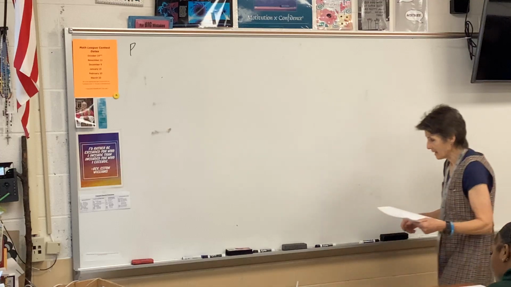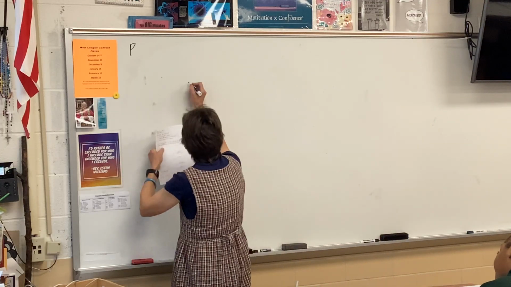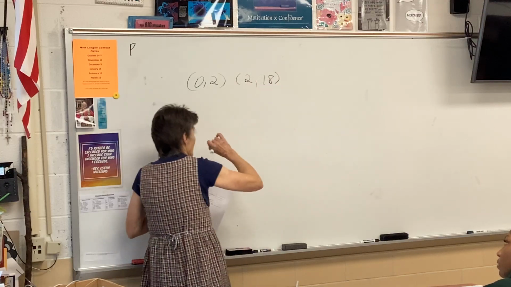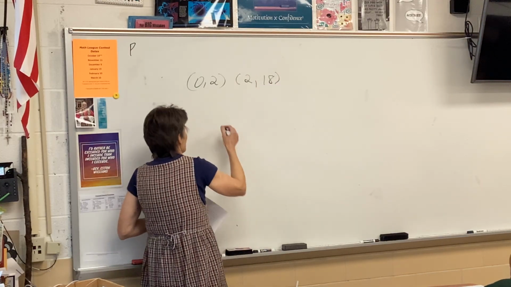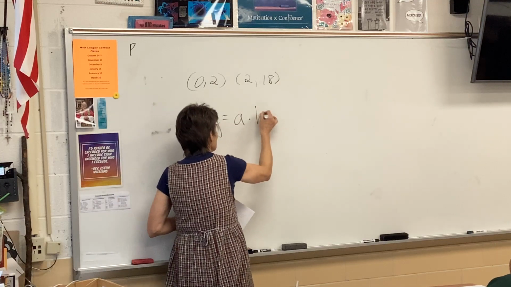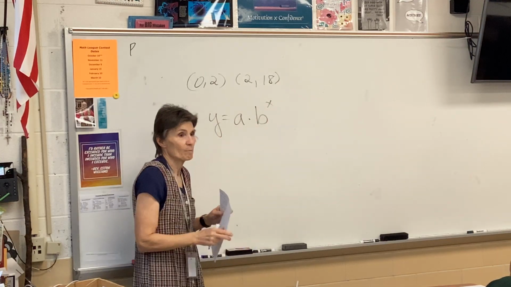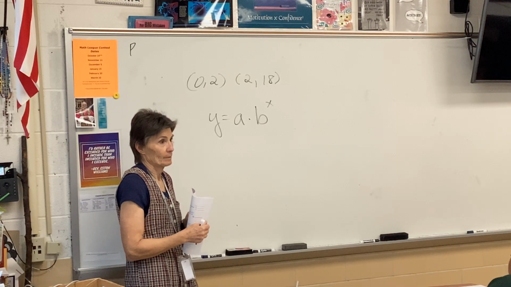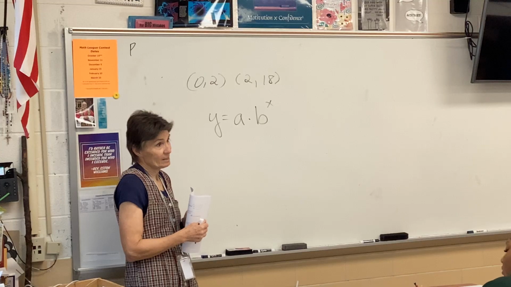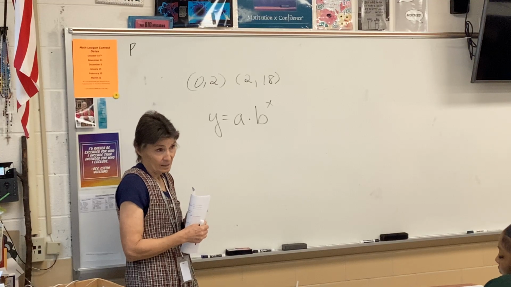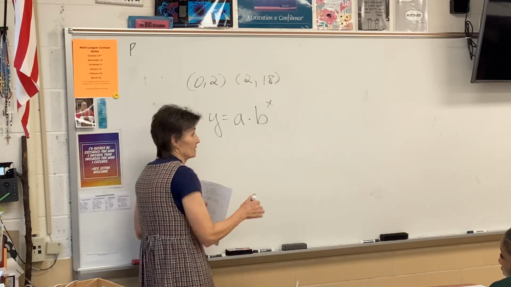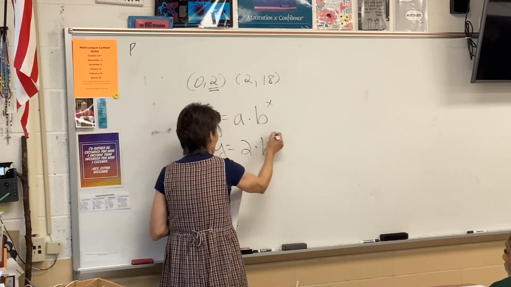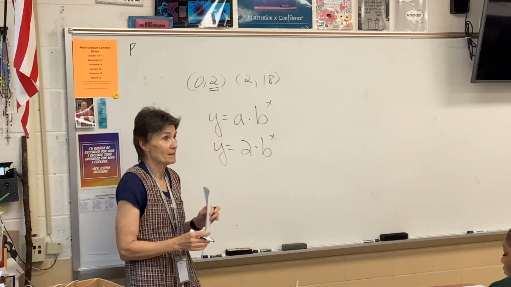Write the equation of the exponential function containing 0, 2, and 2, 18. Now, before you start, make sure you remember that this is your goal. That is an exponential function. You need to find A and B. But really, you don't have to find A. If you remember that A is always this number right here. So you don't even need to find that, but you do need to find B.